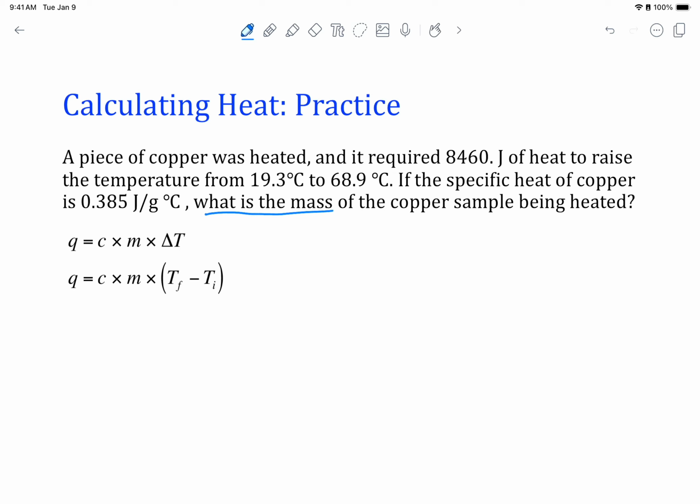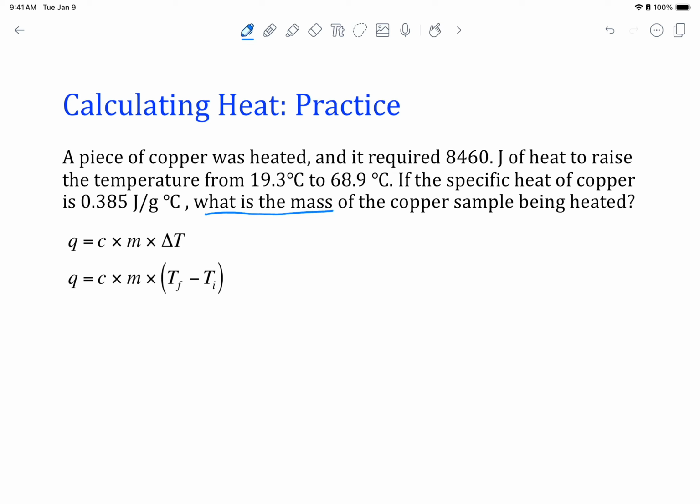Now you can do one of two things. You can either take this equation, rearrange it, and solve for mass before you enter in the numbers, or you can enter in the numbers and then solve for m as if it was the variable x. You can do it either way, whichever way you are most comfortable solving mathematical equations and rearranging them to solve for the unknown variable.